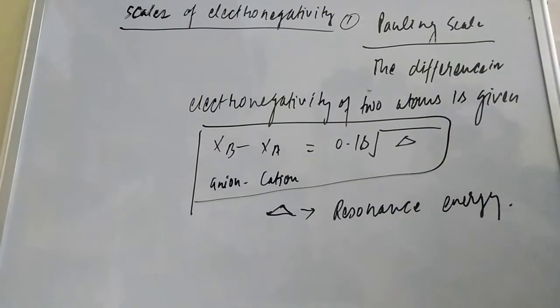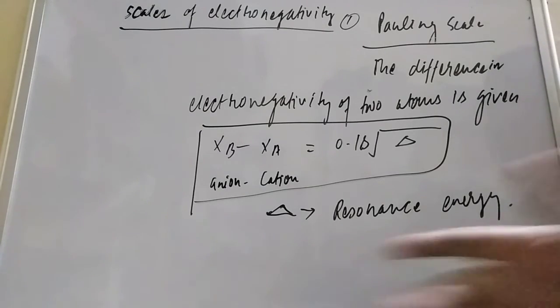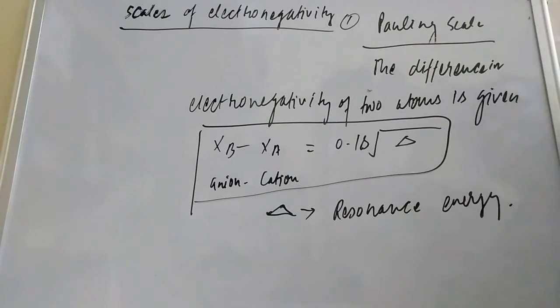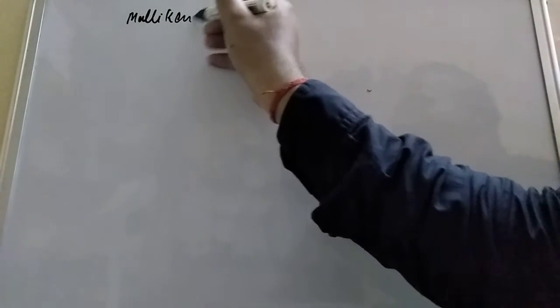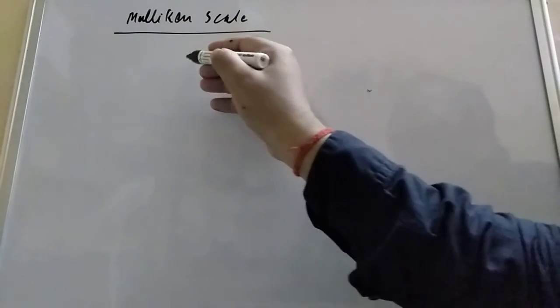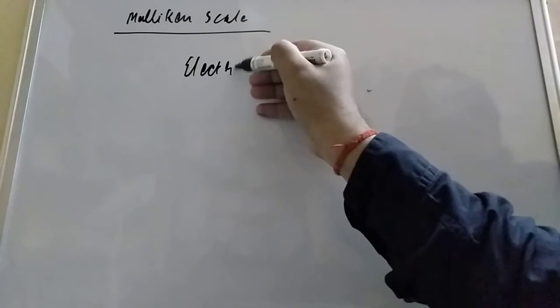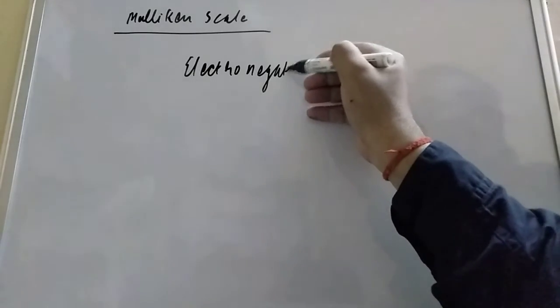Now one more has been given, students, and that is the Mulliken scale. So let us try to understand what the Mulliken scale is and what its formula is. This is also used for the calculation of the electronegativity value. So let us see the formula for the Mulliken scale, electronegativity.